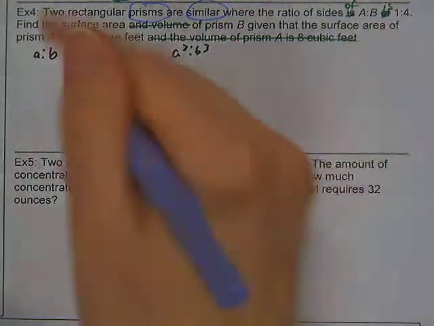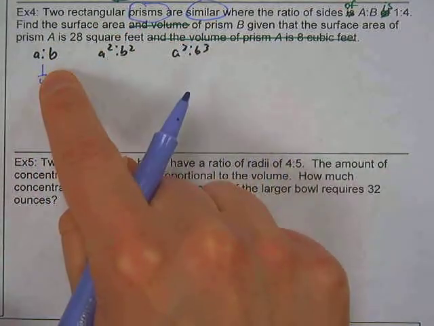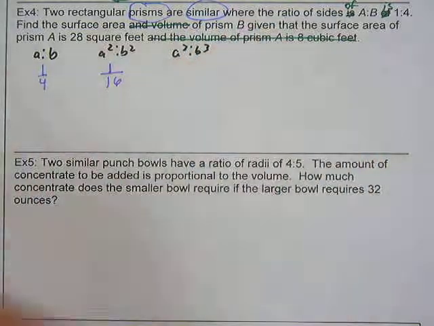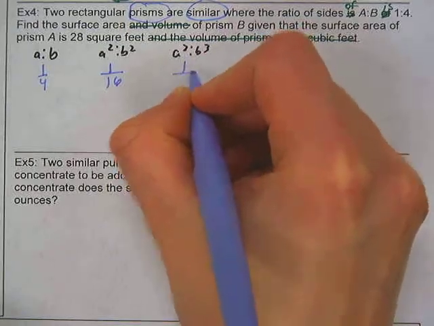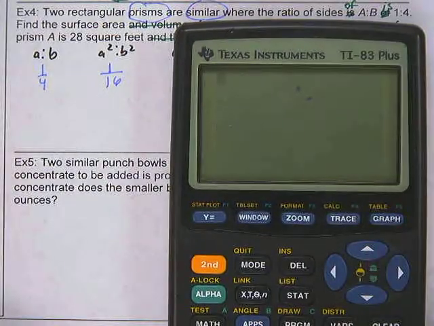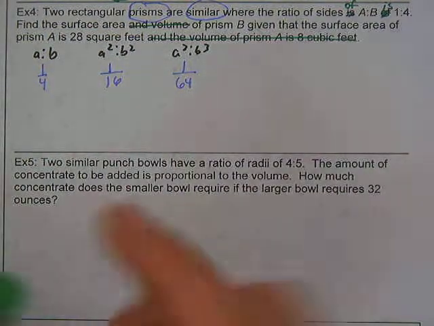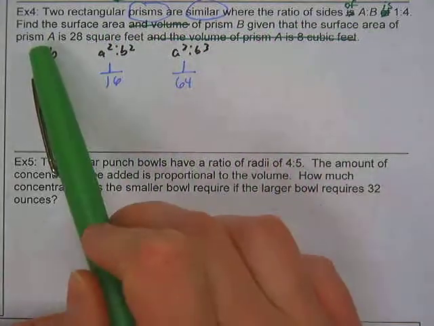So looking at this, we have a ratio of sides is 1 to 4. So where am I going to put this 1 to 4? Hopefully you recognize it goes over here. Before I do anything, I'm going to find the other two. So if A to B is 1 to 4, A squared to B squared is going to be 1 to 16. If A to B is 1 to 4, then A cubed to B cubed is going to be 1 to 64. Now keep in mind, if you're stuck on where I'm getting these values, remember it's all about 1 squared, 4 squared. 1 cubed, 4 cubed. That's where I'm getting these numbers.